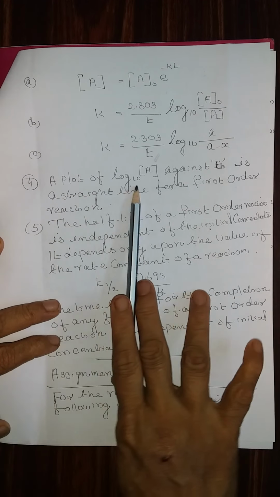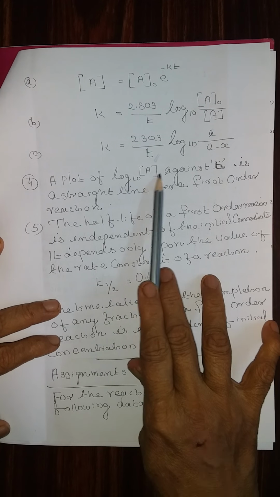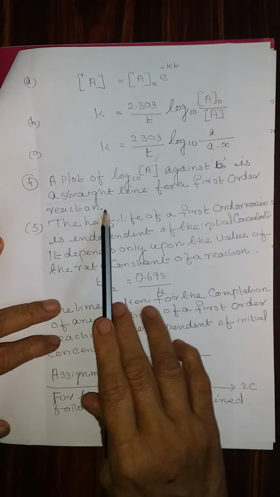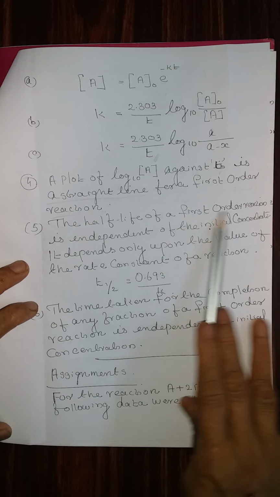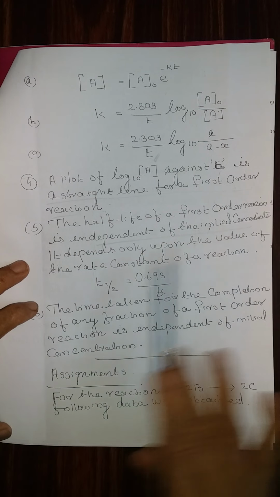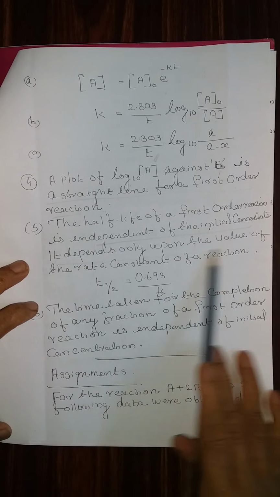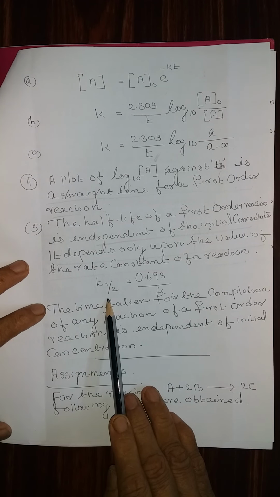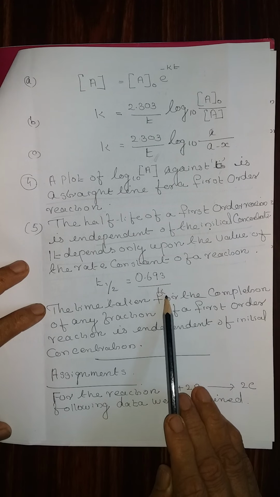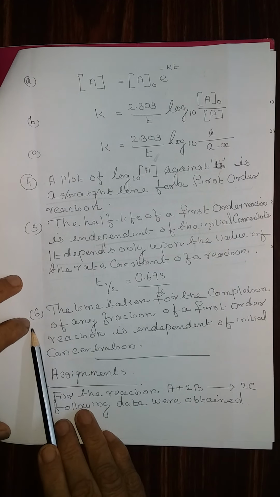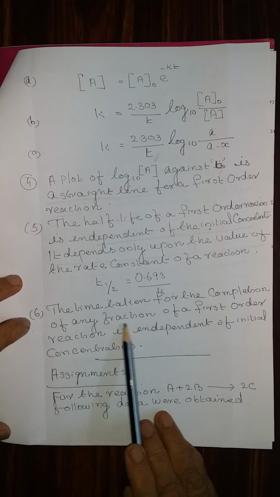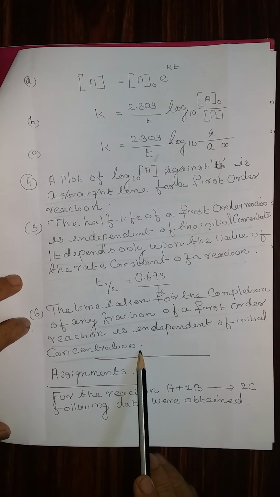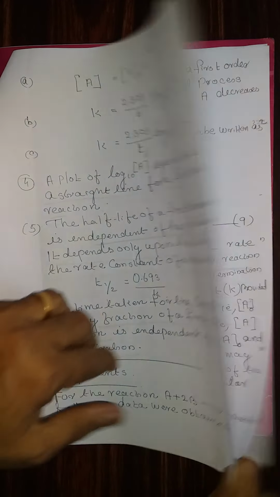Fourth one, a plot of log to the base 10 concentration A against time t is a straight line for a first order reaction. Fifth one, the half-life of a first order reaction is independent of the initial concentration. It depends only upon the value of the rate constant of the reaction. That is, t half is equal to 0.693 divided by k. Last point, the time taken for the completion of any fraction of a first order reaction is independent of the initial concentration. Assignments are given here.